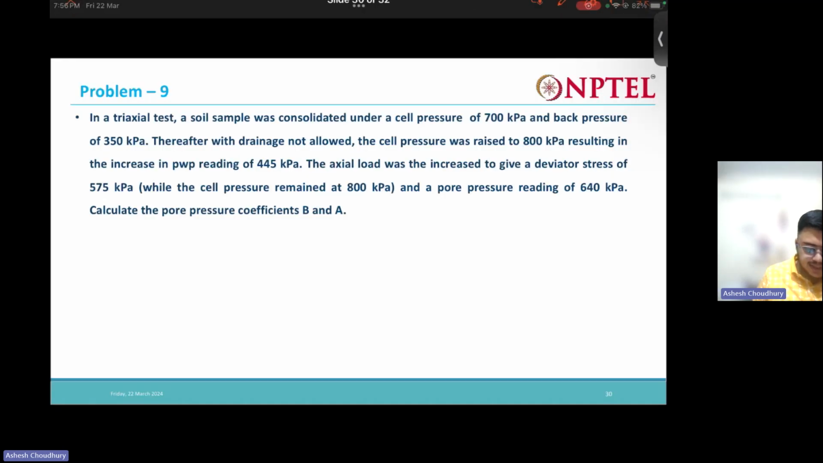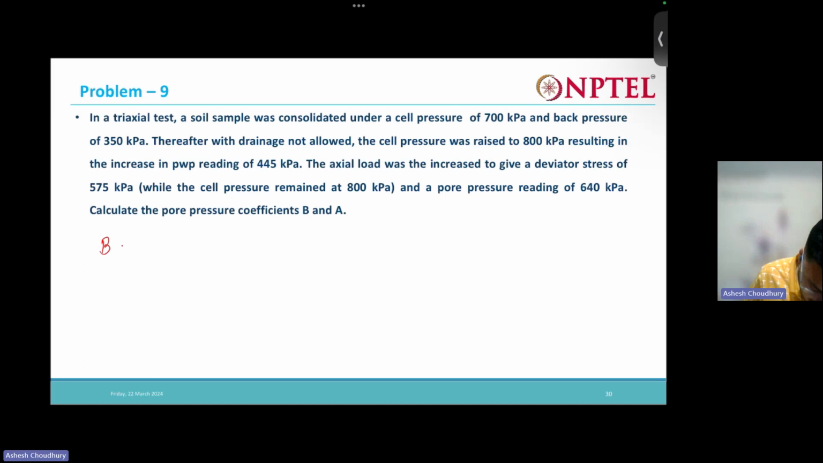So in a triaxial test, a soil sample was consolidated under a cell pressure of 700 kPa and back pressure of 350 kPa. Thereafter, with drainage not allowed, the cell pressure was raised to 800 kPa, resulting in the pore pressure increasing to 445. The axial load was increased to give a deviator stress of 575, that is 800, okay, and the pore pressure to 640. With the pore pressure, okay, A and B you need to find. Okay, slowly we will do.